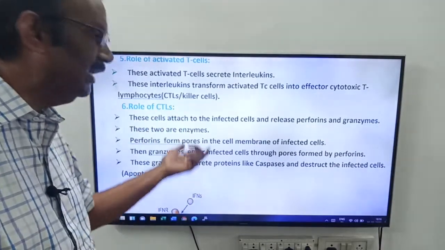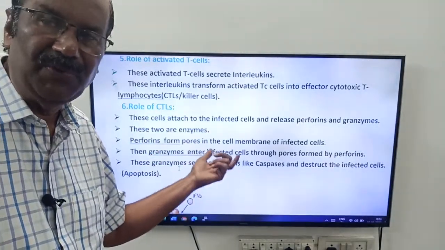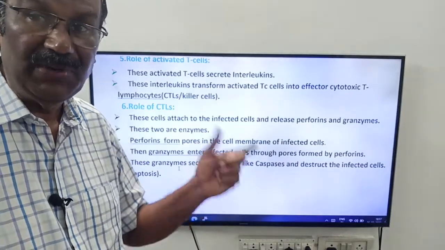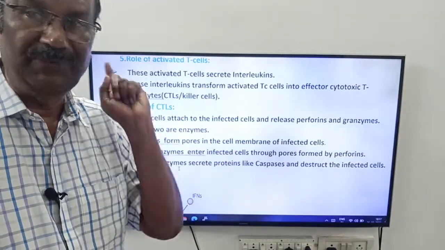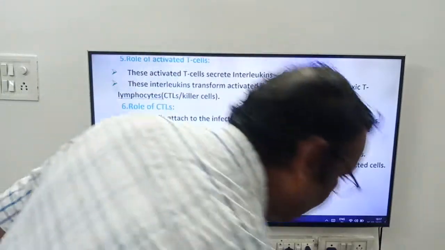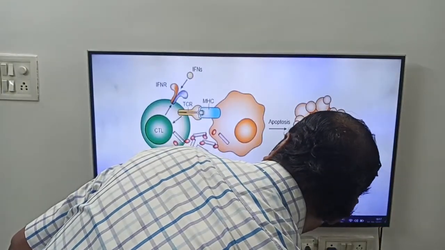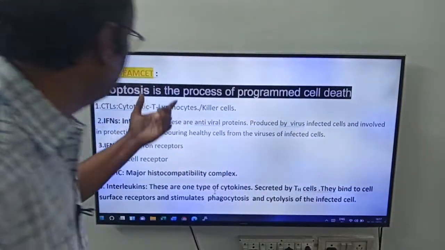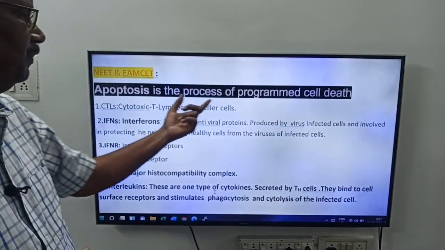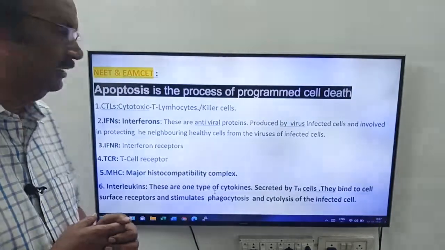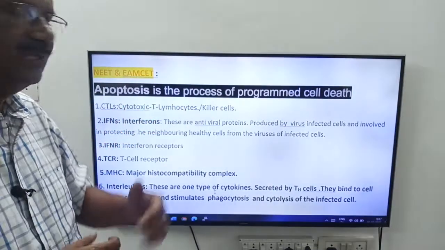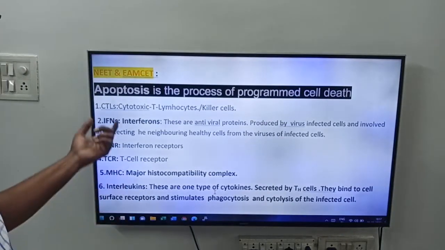Already we read about the functions of perforin and granzymes in a 2 marks question, friends: what is the difference between perforins and granzymes? Once you go through it, friends. Now see here an image. For NEET and MHT-CET, friends, what is apoptosis? It is a process of programmed cell death. See, friends, CTLs means cytotoxic T lymphocytes or killer cells.